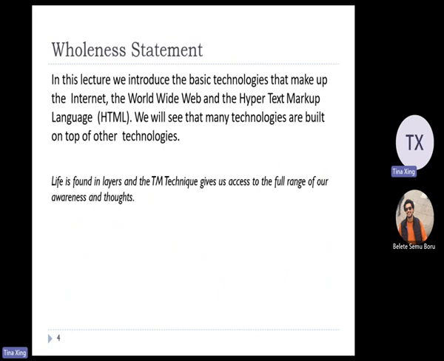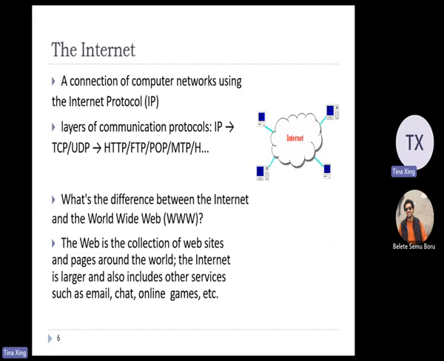Life is also found in layers, and the TM technique gives us access to the full range of our awareness and thoughts. So what is the internet? We can think of it as a connection of computers using IP addresses and all the protocols. IP is a protocol. All the protocols are found in layers. On top of IP we're going to have TCP or UDP, and on top of that we're going to have HTTP and others. For this course, we will probably only care about IP, TCP, and HTTP or HTTPS.